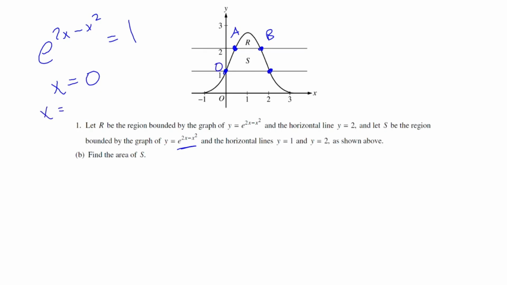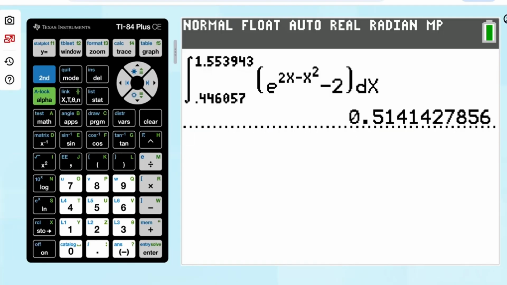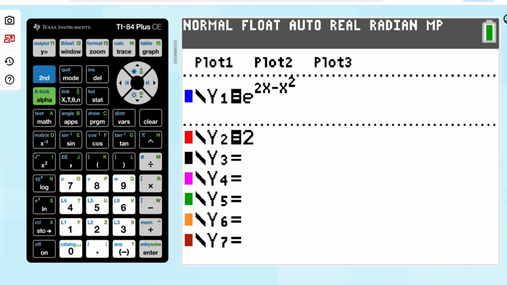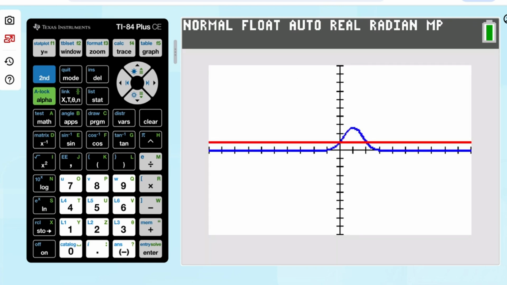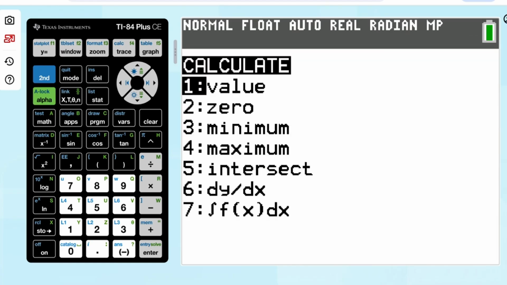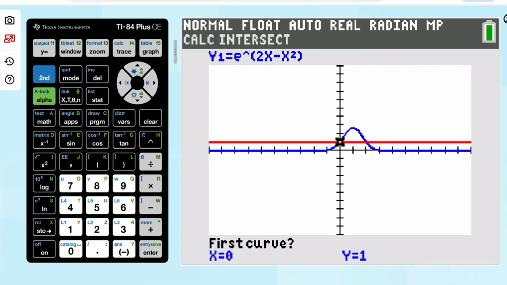So we'll go back to our graphing calculator. This time, we'll get rid of this 2 here. We'll just turn it into a 1, and now we'll graph. And like I said, we already know that first intersection point is 0. So we'll just hit second trace, option 5 for intersect.